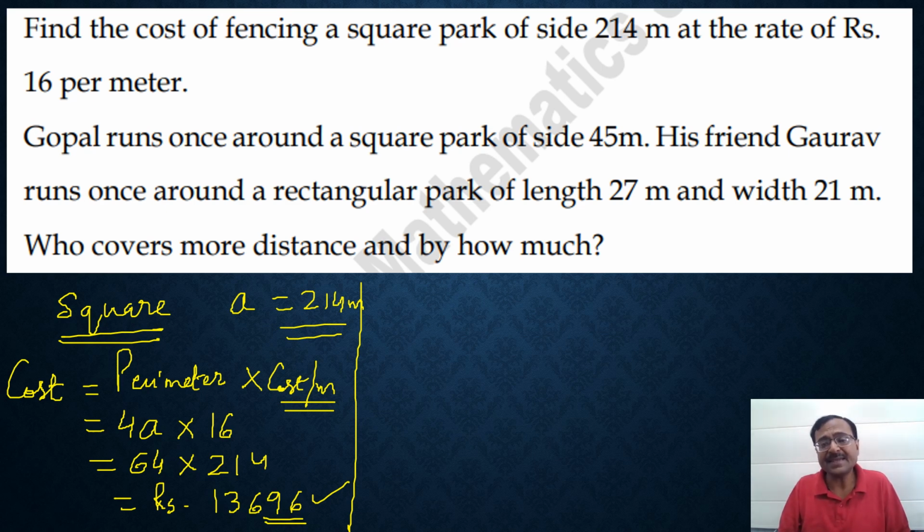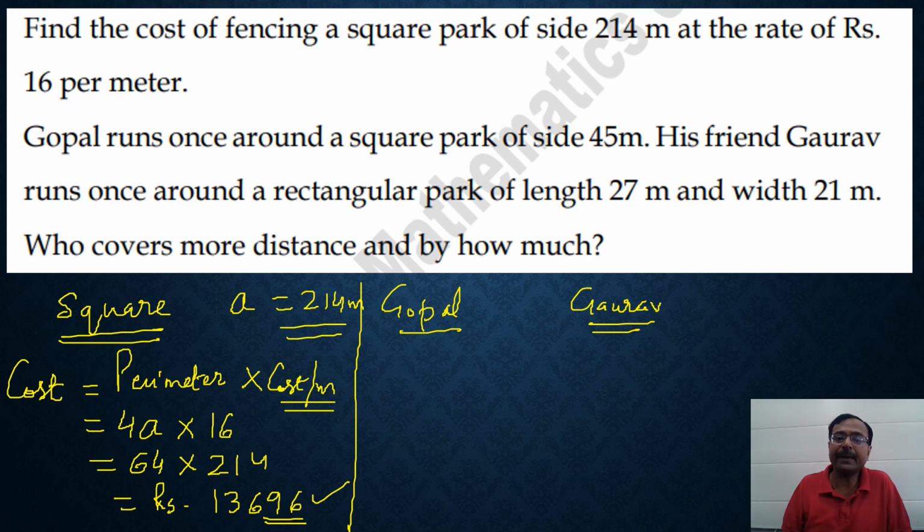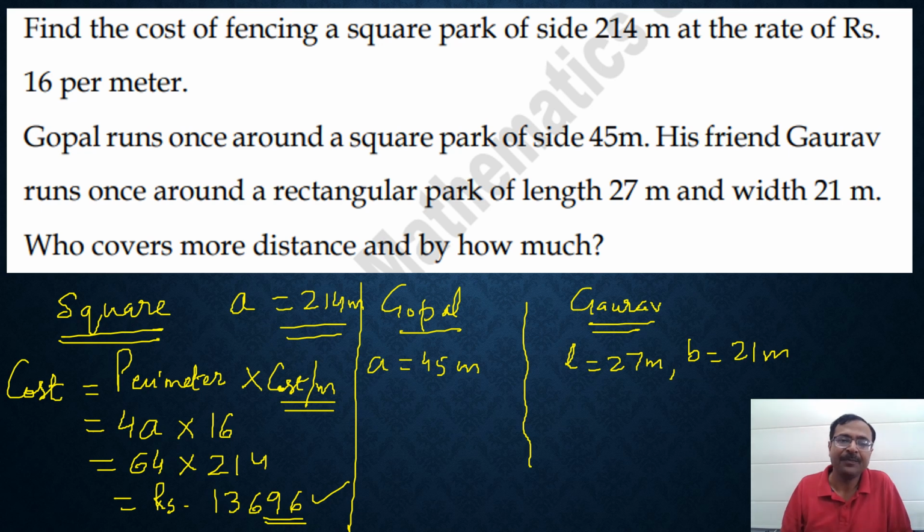Likewise, in the second question, now there are two persons, Gopal and the other person is Gaurav. Now what are they doing? Gopal runs once around a square park. The side is 45 meters, and his friend Gaurav runs around a rectangular park. The length is 27 meters and the width is 21 meters. So it's just the comparison of the perimeters, right? Who covers more distance and by how much?